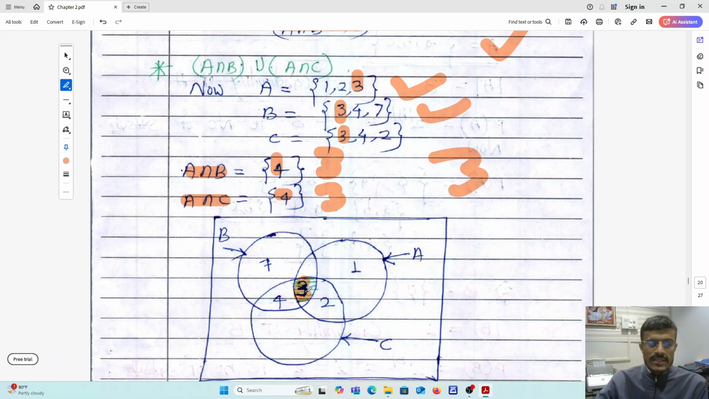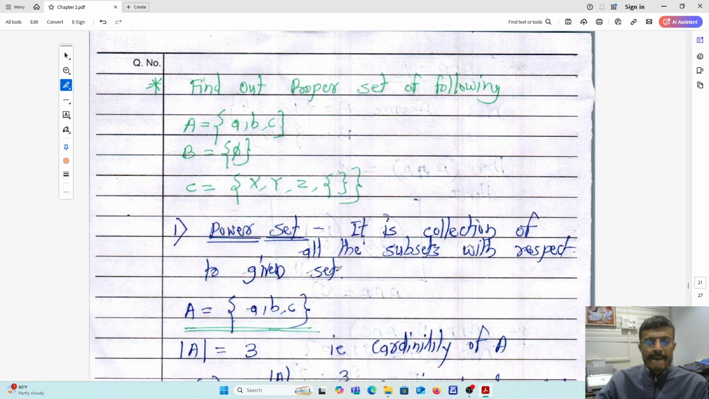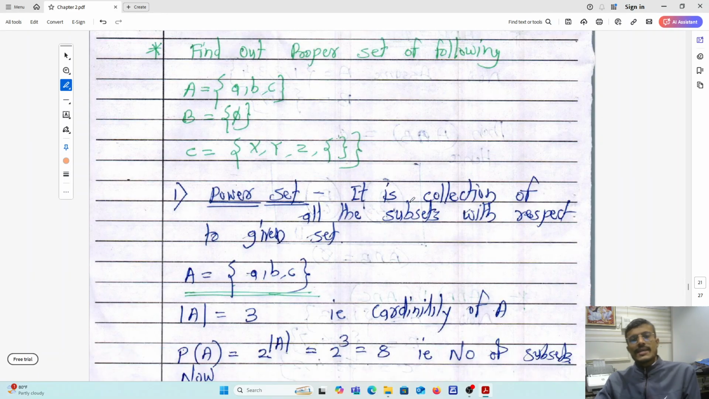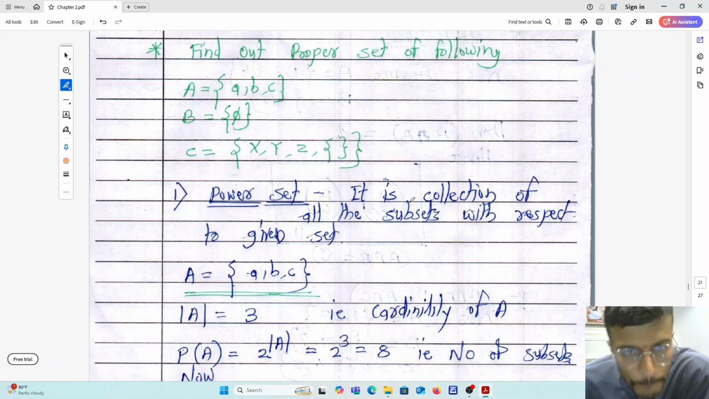You can see here this is the shaded portion for (A intersection B) union (A intersection C). Fine. So that's all for the Venn diagram. Let us see some examples related to the power set.